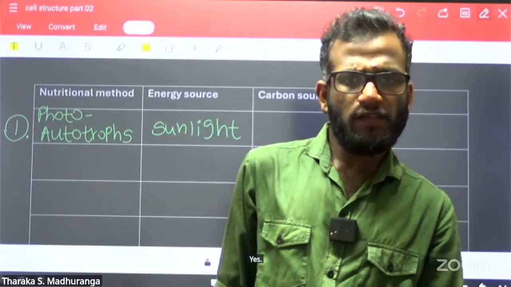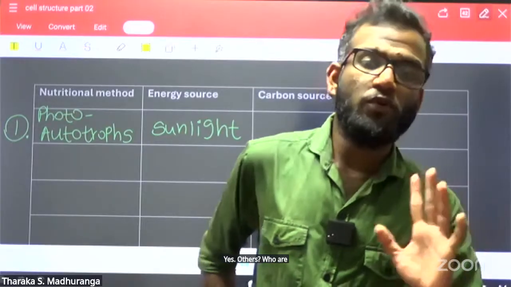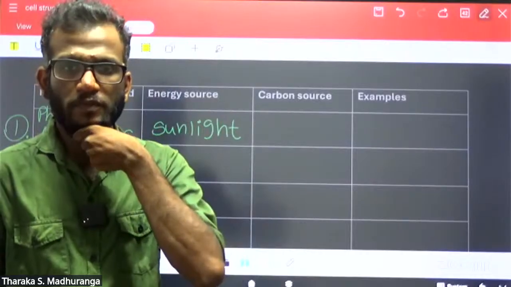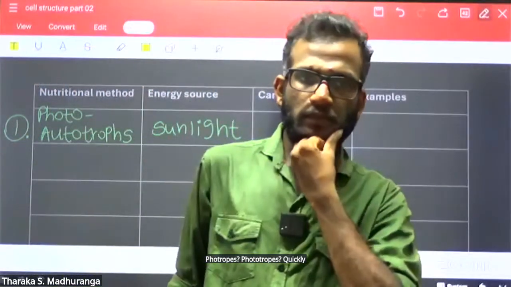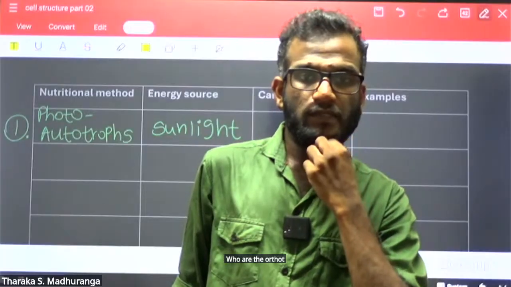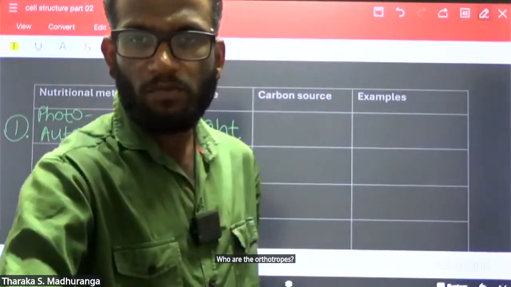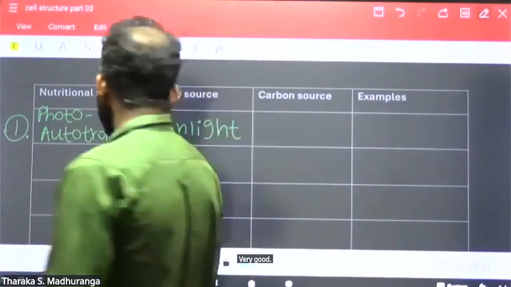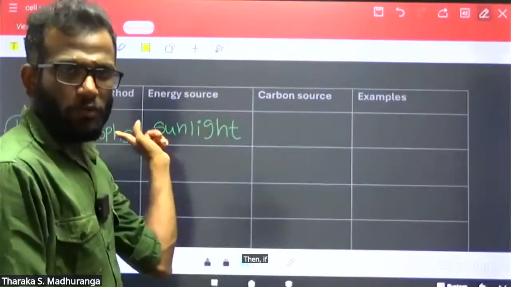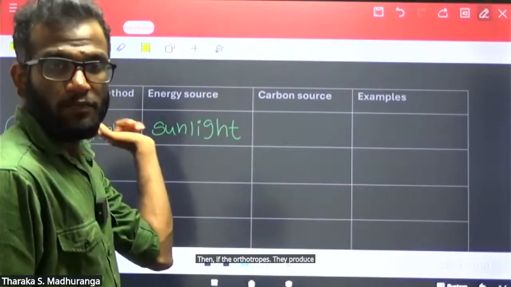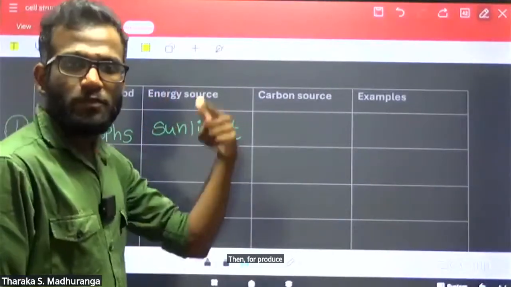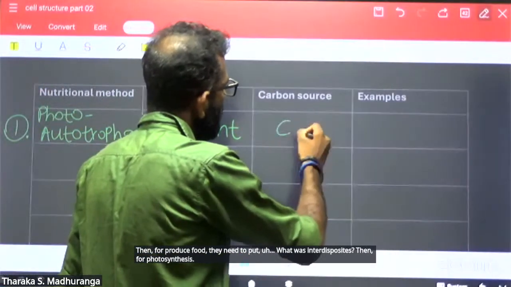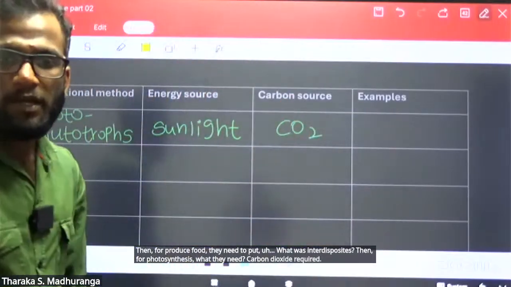Who are the autotrophs? Quickly. Isuru. Very good. Those who produce their own food. Then if they are autotrophs, they produce food. For producing food, they need the photosynthesis process. Then for photosynthesis, what do they need? Carbon dioxide is required. Remember, the carbon source is carbon dioxide.